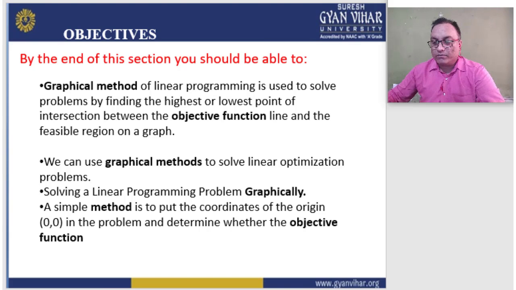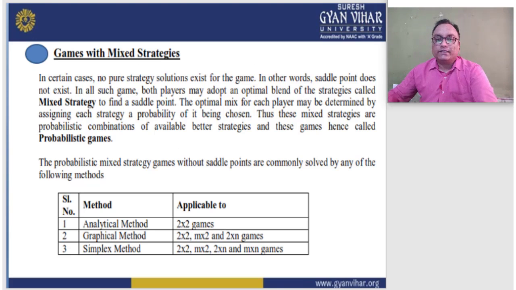So we can move here. This is some introduction about the game with mixed strategy. If a game with normal strategy is, suppose, 2 into 2 and the saddle point exists, then in this situation no extra effort is used for the problem. If the saddle point is not clear and some disturbance is created in the problem, then in this case these 3 types of methods are used.